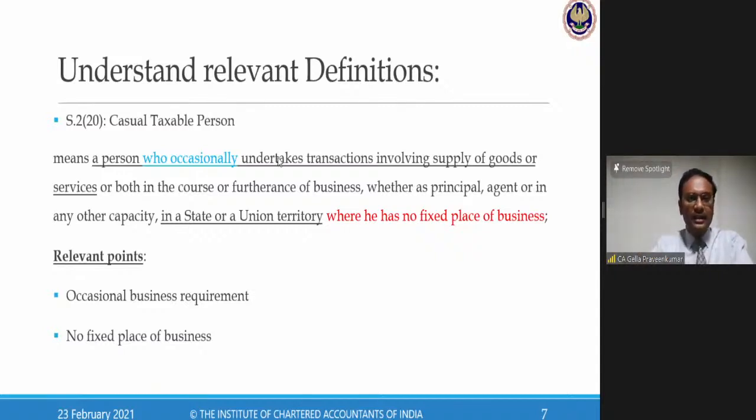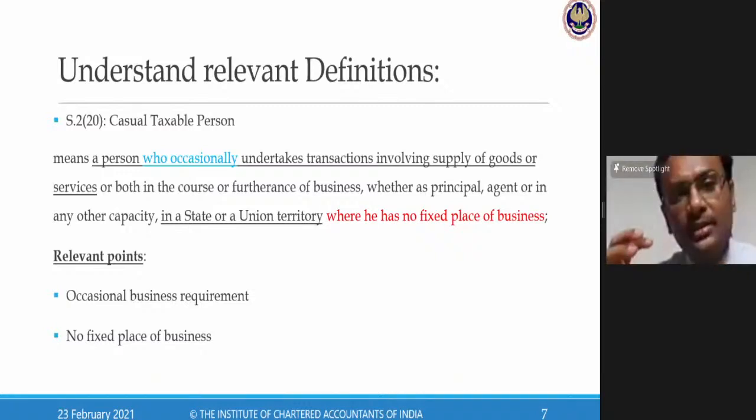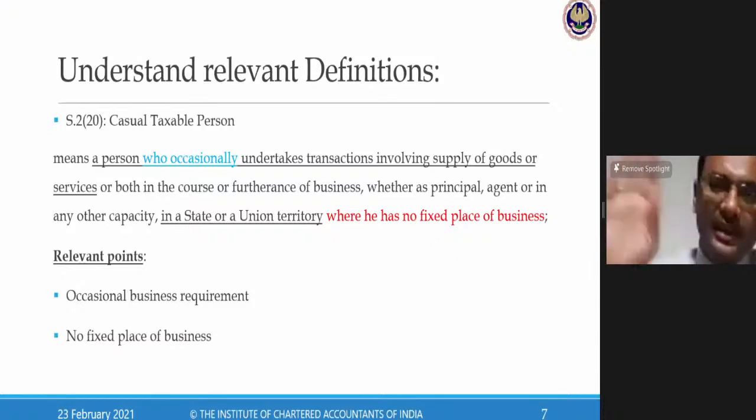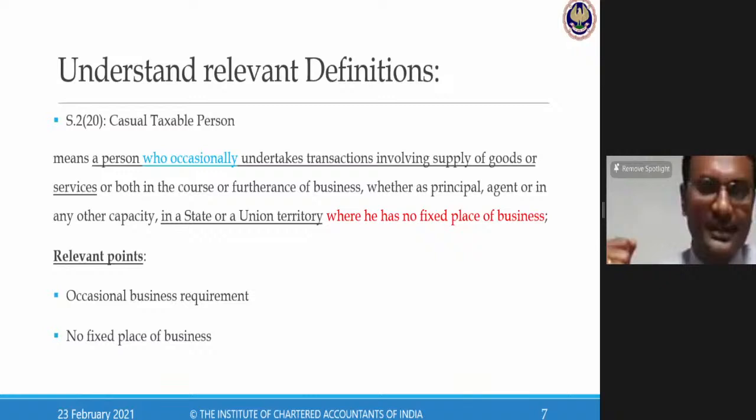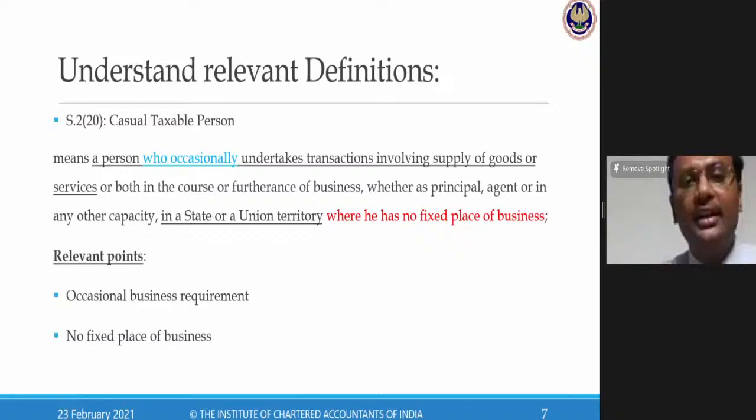Now, this particular definition says, Yashoda has confirmed you're able to see the PowerPoint. Thanks for confirming, Yashoda. This term CTP says a person who is undertaking, occasionally, not on a regular basis, a business activity. Now, business for what? Supply of goods, supply of services, in that particular state or union territory where he has no fixed place of business.